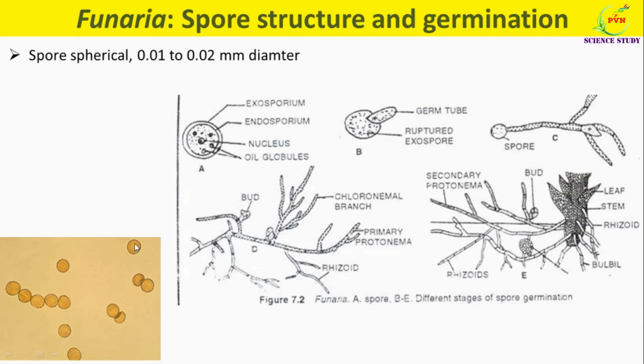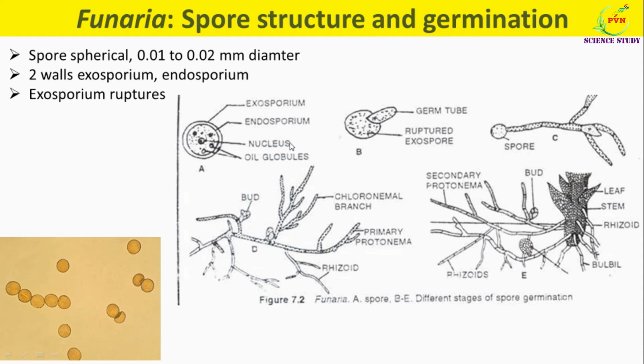As you can see here, the spore of the Funaria is somewhat spherical, small, 0.01 to 0.2 mm in diameter and smooth walled. The Funaria spore has two walls. The outer wall is known as exosporium, as you can see here, and the inner wall is endosporium. It possesses protoplasm with a haploid nucleus, chloroplast and numerous oil globules.